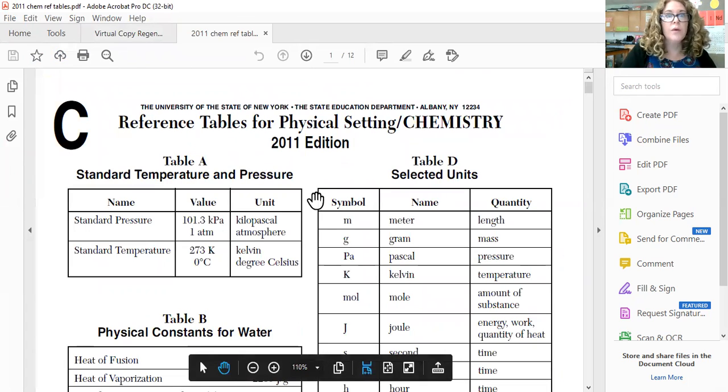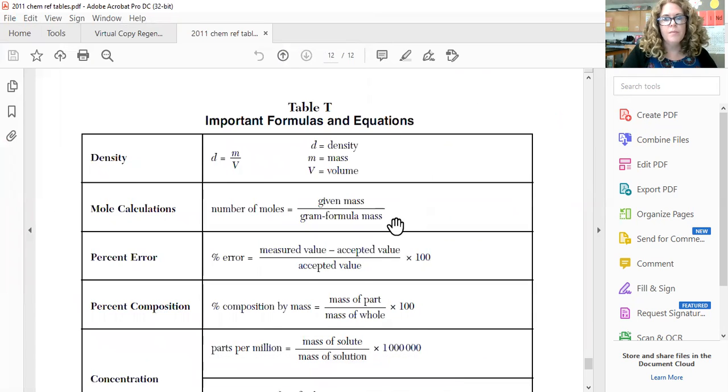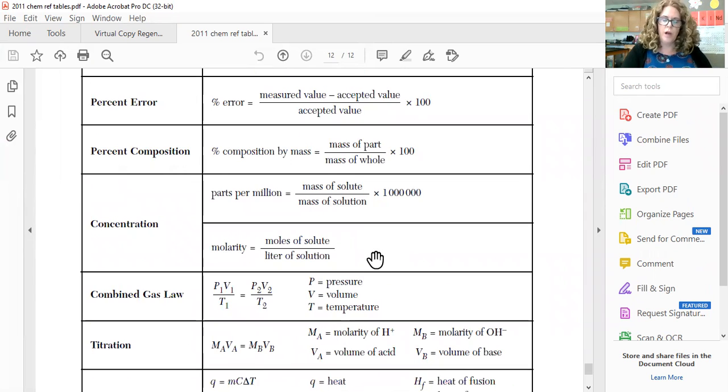There we go. Okay. So when we go to Table T in our reference tables, here we have our concentration calculations. And we are going to be looking at the parts per million. That's going to be the mass of the solute, what we're trying to dissolve, divided by the mass of solution. Notice it does not say mass of water. If I add a solute to water, I have to add the mass of the solute and the mass of the water at the same time.